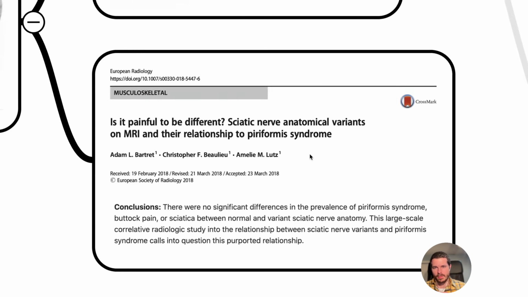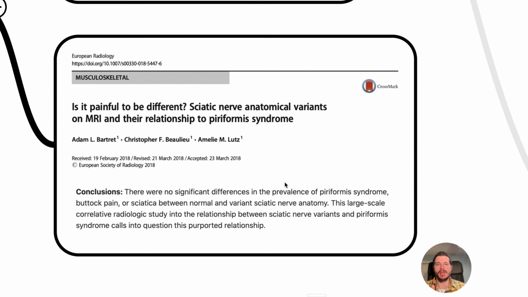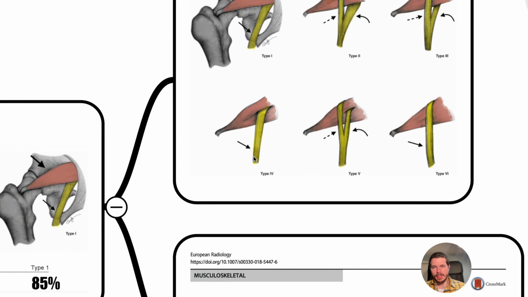Well, newsflash, based off the latest research, we found no significant differences in the prevalence, meaning how common it was, of piriformis syndrome, buttock pain, or sciatica between people who had normal nerve anatomy, the 85%, and variant nerve anatomy, the other 15%. So you see this relationship between where the sciatic nerve is calls into the question of, does it even matter where the sciatic nerve travels as it relates to your piriformis? The answer is not really. There are many people who have these things and they don't even know it and they don't hurt.